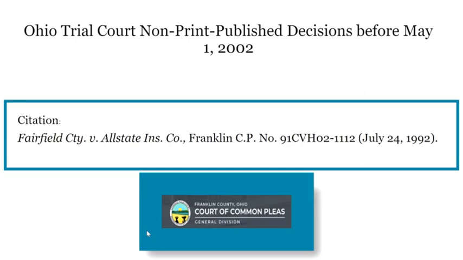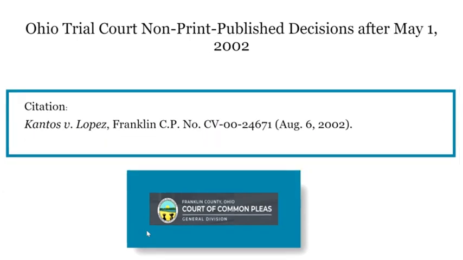And then opinions published after May 1st, 2002, that's what your citation would look like. This citation provides the court-assigned number for the Franklin County Common Pleas Court case Cantos v. Lopez from August 6, 2002. So you'll see Franklin Common Pleas Court with the court-assigned number, the date here, and the case name Cantos v. Lopez there.